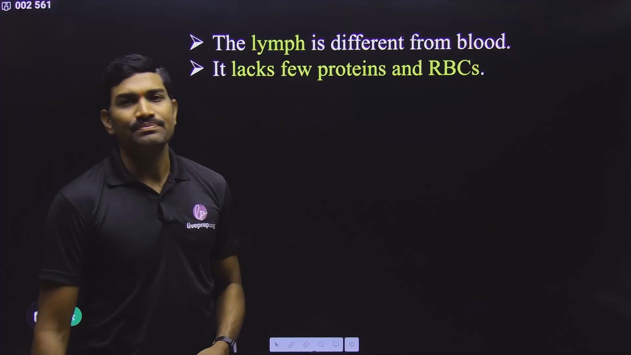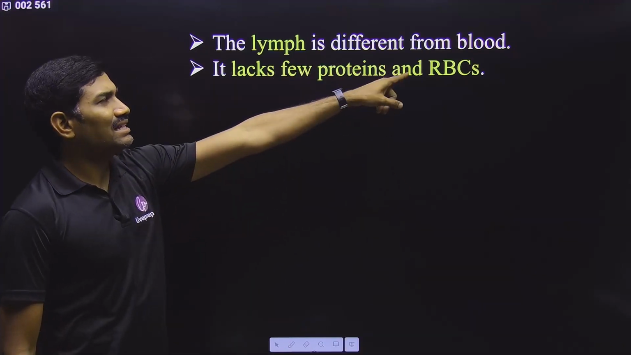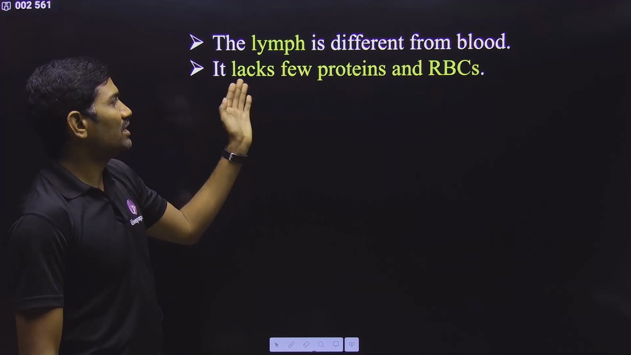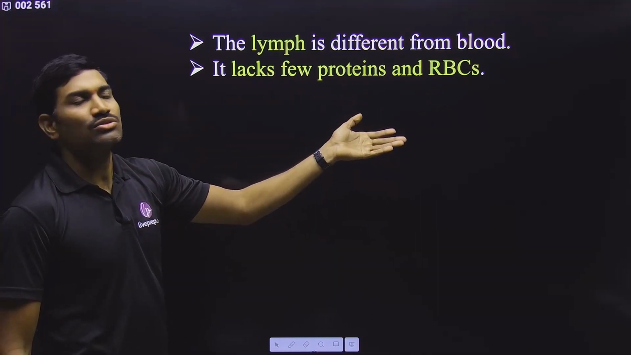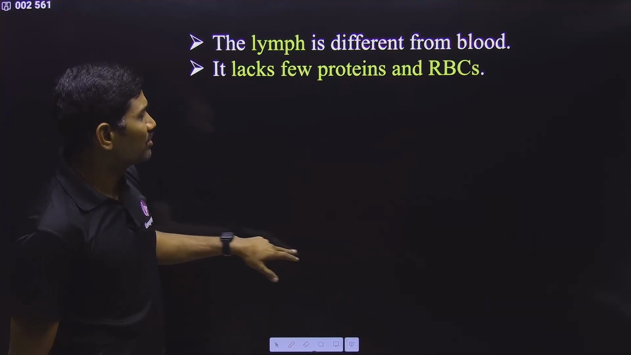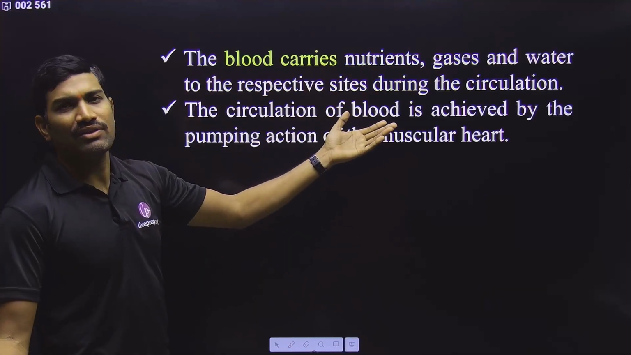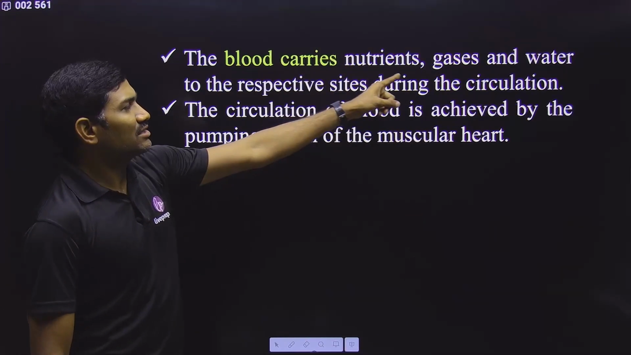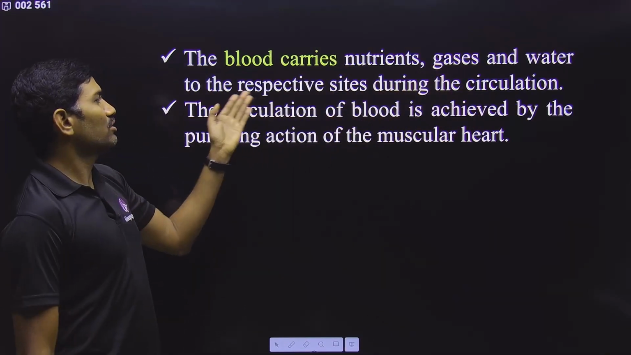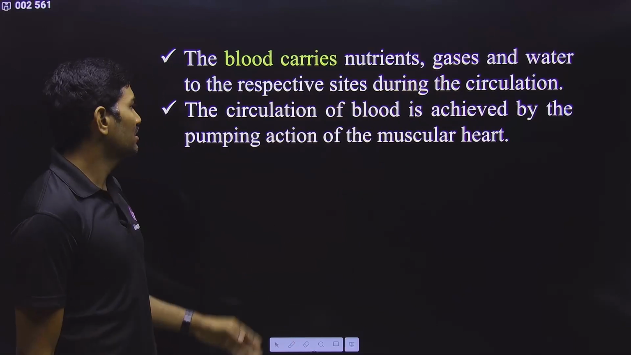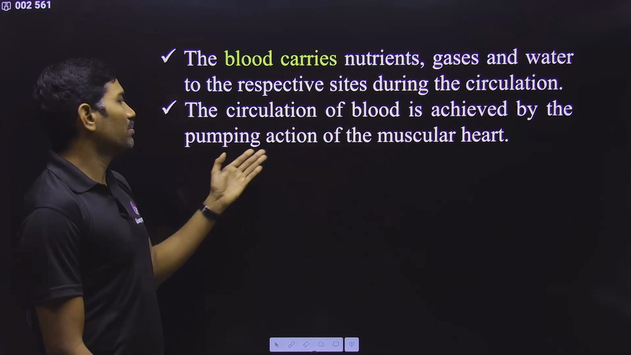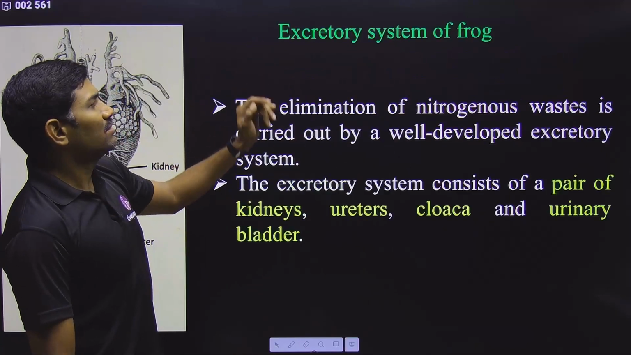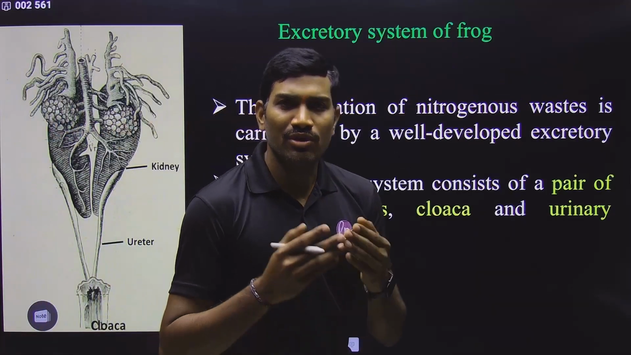Next one, lymph. So here also the lymph is slightly different from the blood. Yes or no? Because it does not contain all the cells, and with respect to the protein content also there is a small difference. So anyhow this content is same like human only. Next one, what are the functions of the blood? Whatever we studied in the human, exactly same things are applicable here. It carries the nutrients, gases and water to the respective sites during the circulation. Next one, the circulation of blood is achieved by the pumping action of the muscular heart. Same information for human also. Clear. So with this, blood circulatory system of the frog is also completed.